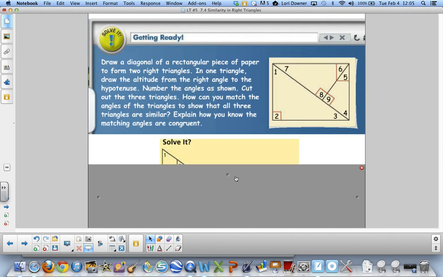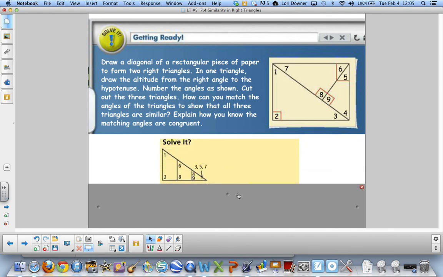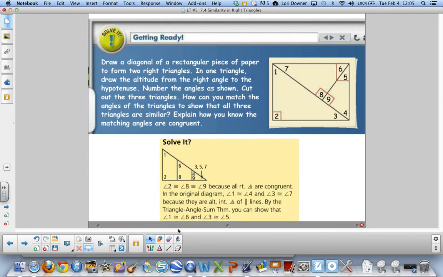All right, if you rearrange them so that you have this smaller one on top of the medium one, on top of the larger one, you'll see that the angles will match up like this. So we know that 2, 8, and 9 are congruent because all right angles are congruent. They're all 90 degrees. And then 1 is congruent to 4, and 3 is congruent to 7 because they are alternate interior angles of parallel lines. See here, 3 congruent to 4, 1 congruent to 7.